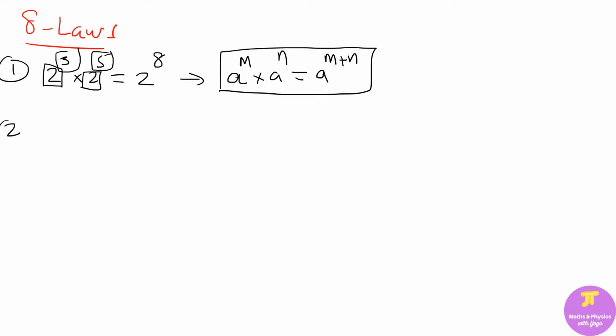The second one is quite the same but in the opposite way. Instead of multiplication we will divide. For example, 2 to the power 5 divided by 2 to the power 3 means the answer is 2 to the power 5 minus 3, which is 2 to the power 2.